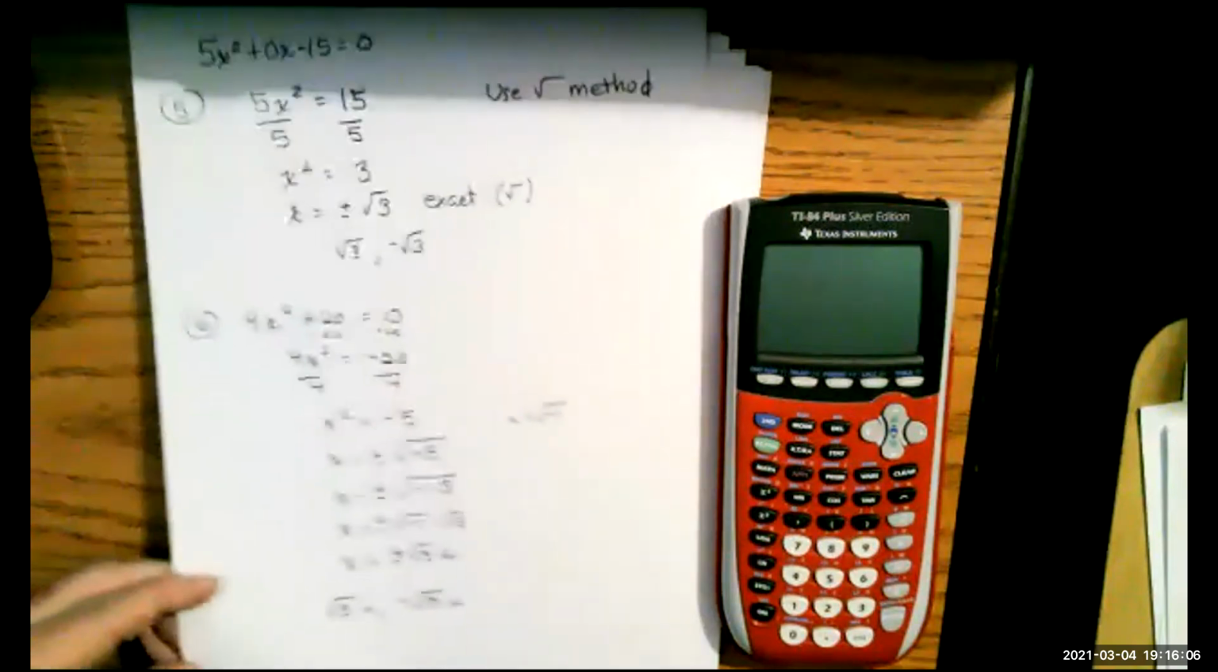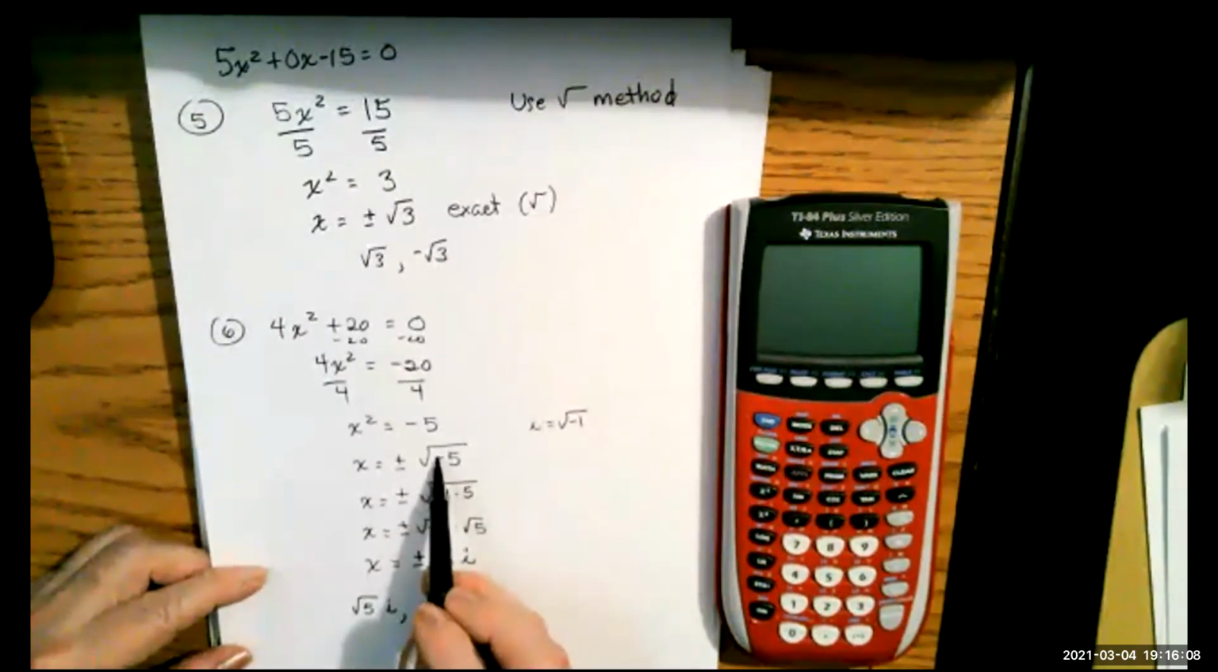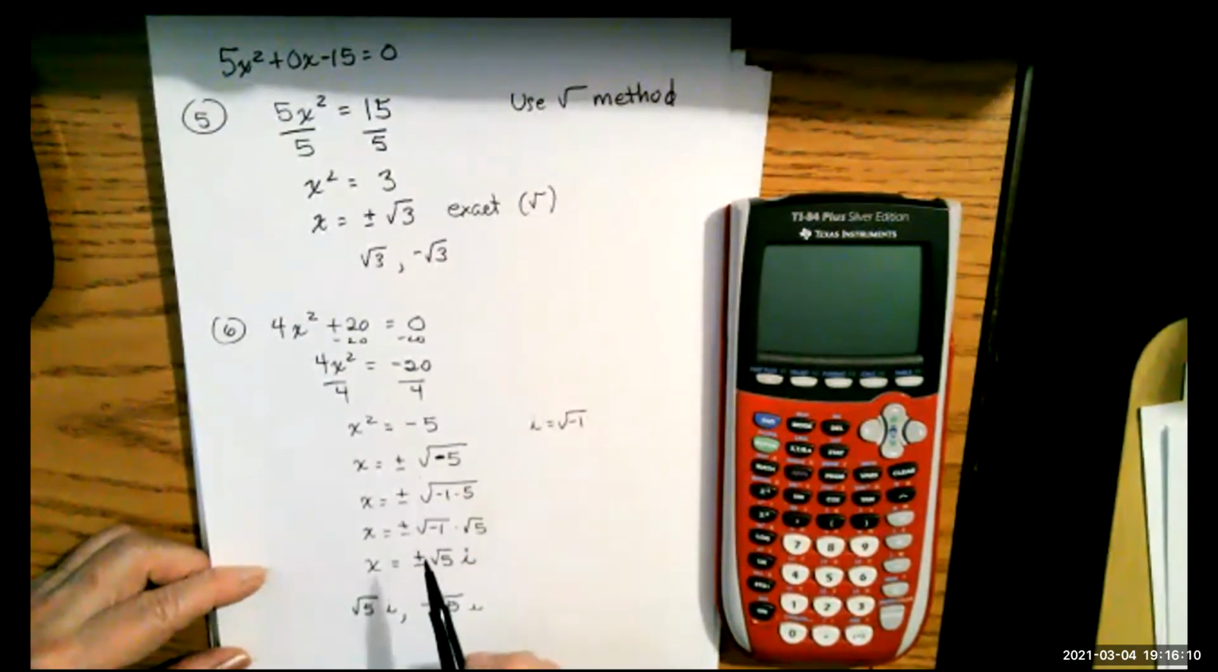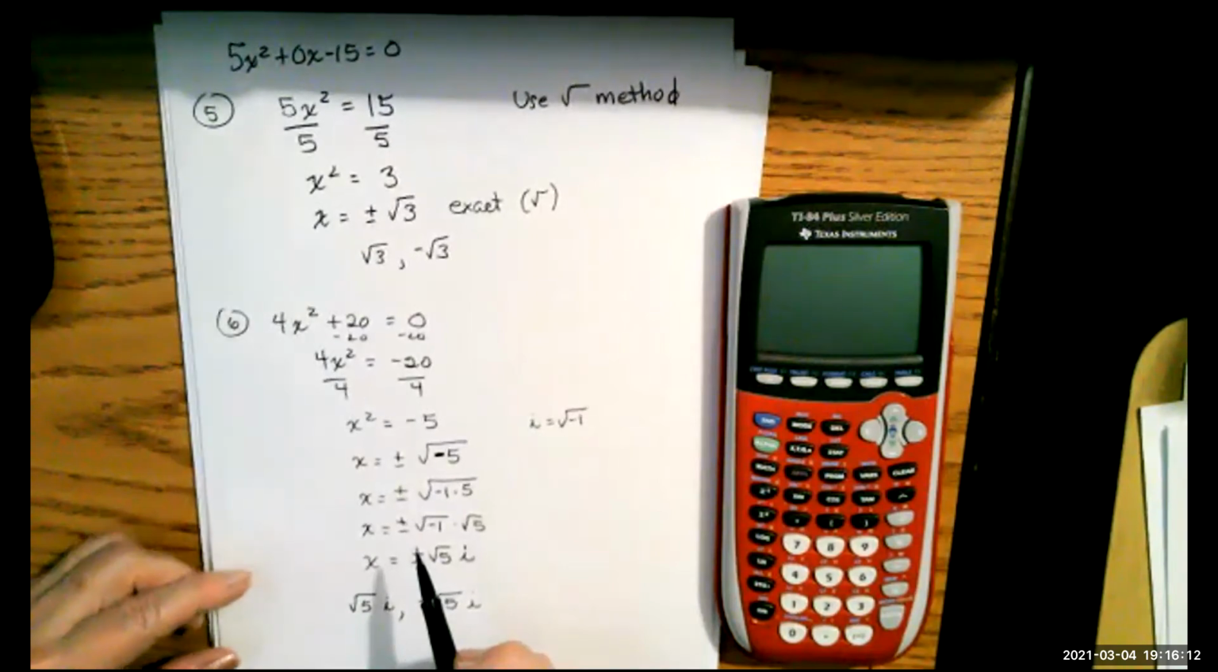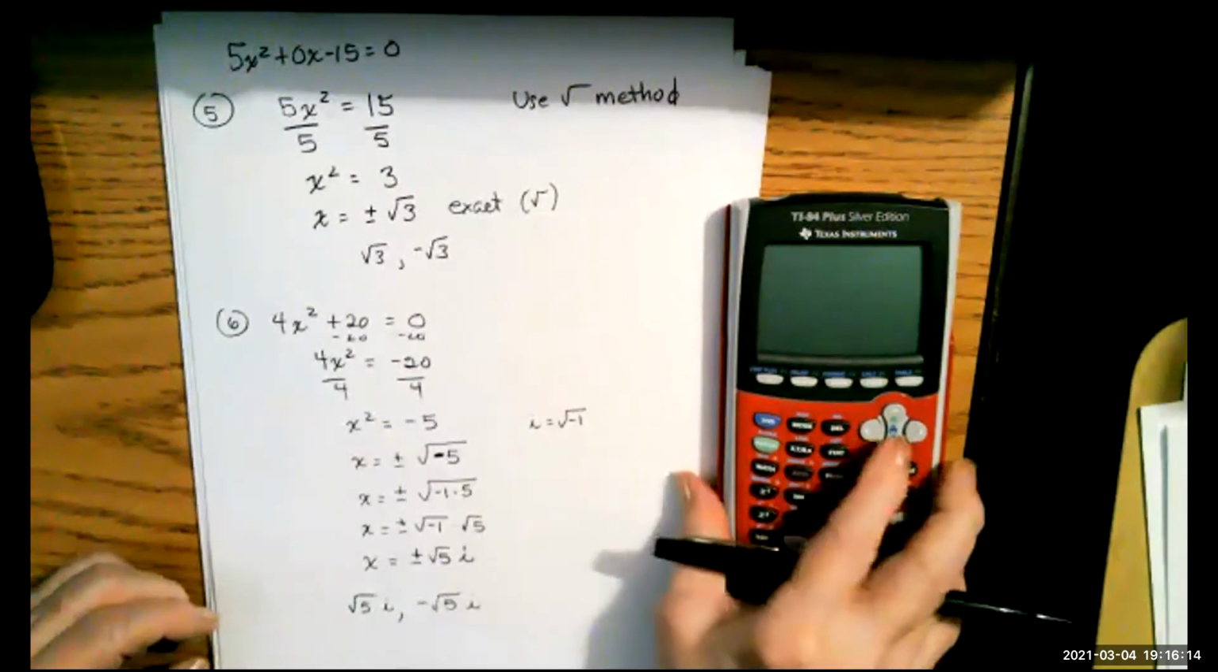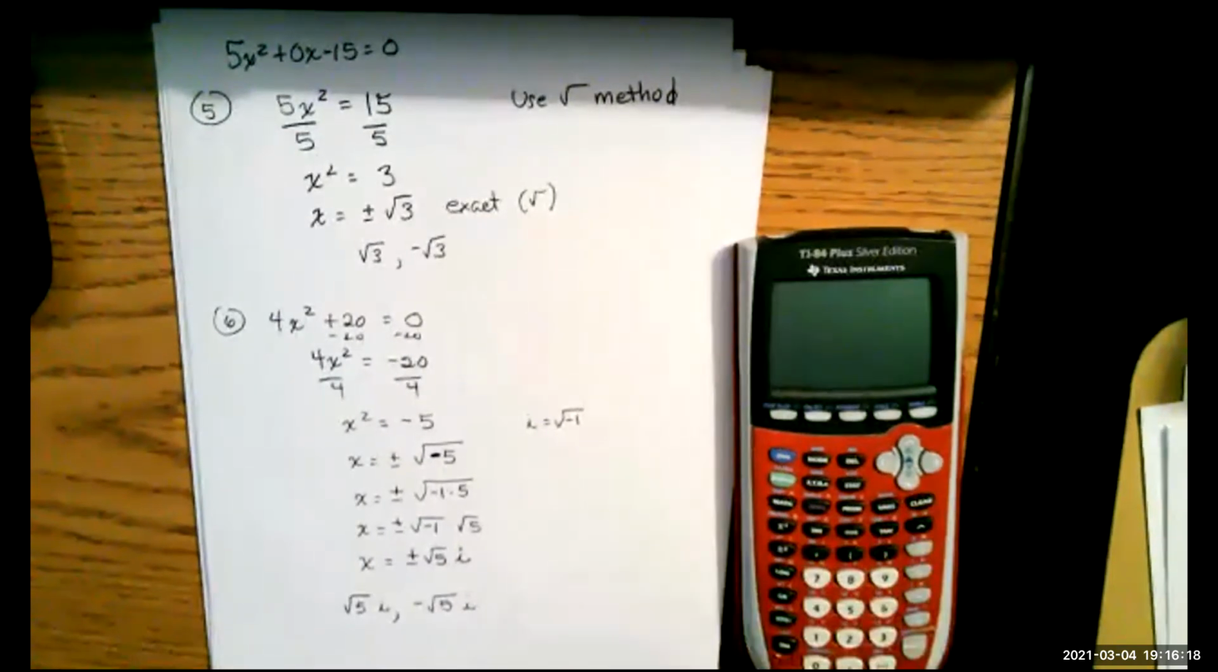Okay, let's go to 7. I have a question about 6. How are we to know that there's that imaginary number in there? Because it's the square root of a negative number. You can't have the square root of a negative number. If you do a square root of a negative number on your calculator, it's going to give you an error unless you've got it set to do complex form.